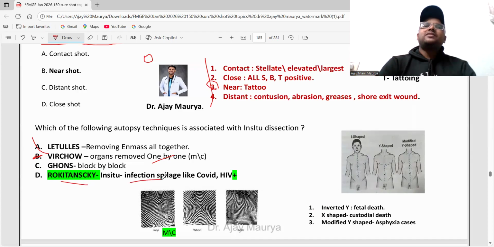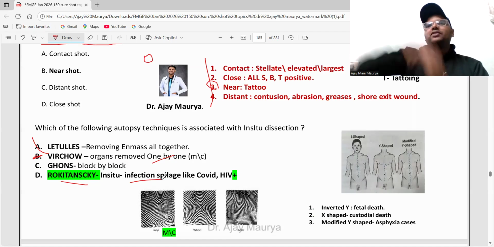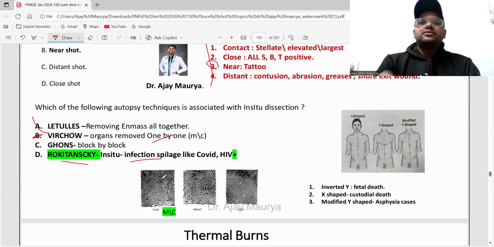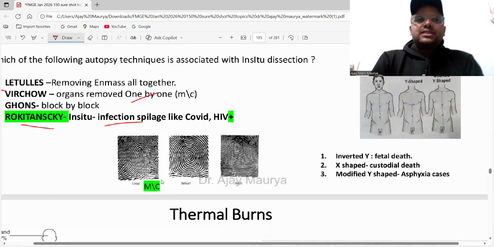Rocket tank C means what? There are infectious periods like COVID. So that's why you do not open all the body, all the tissue, but do the dissection just from inside only. No need to cut everything. Just do it from the inside only. No need to open everything. So this is the most common.